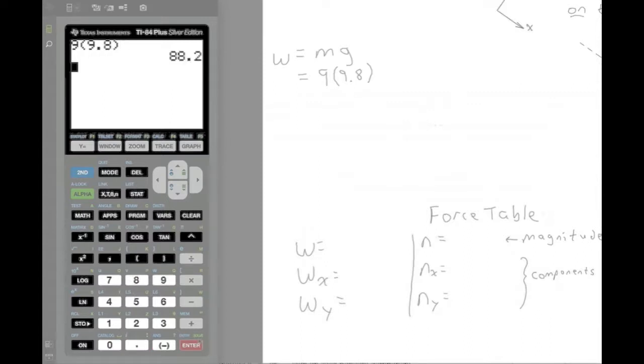9 times 9.8. So that'll give us 88.2. Now that we've solved to a single number, we should put in the SI units. Weight is a force, so it has the SI units of force, which are newtons. So we've worked that out, and now we can write that down here.